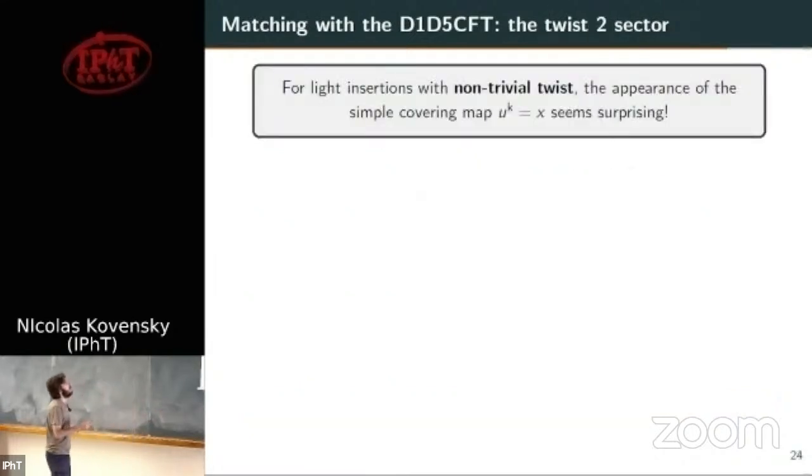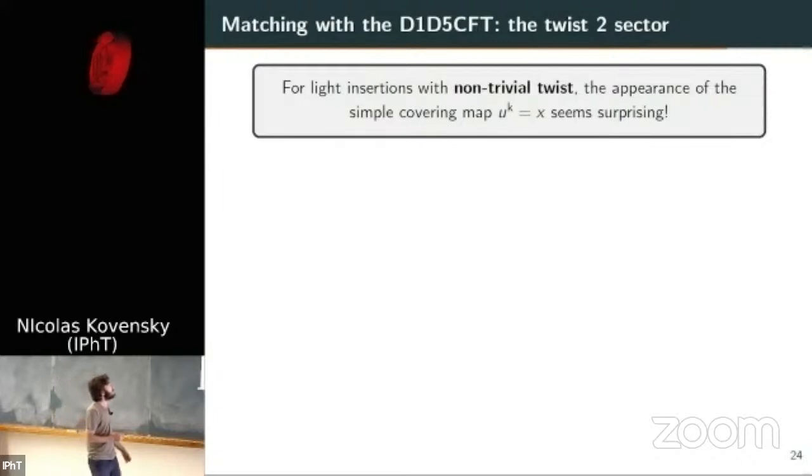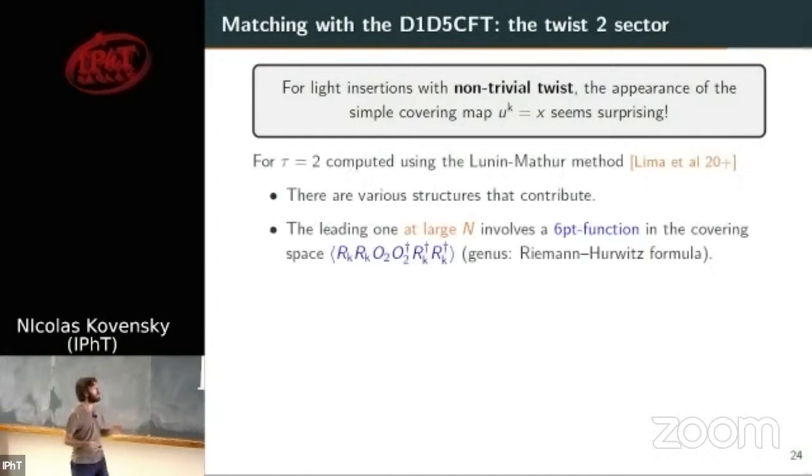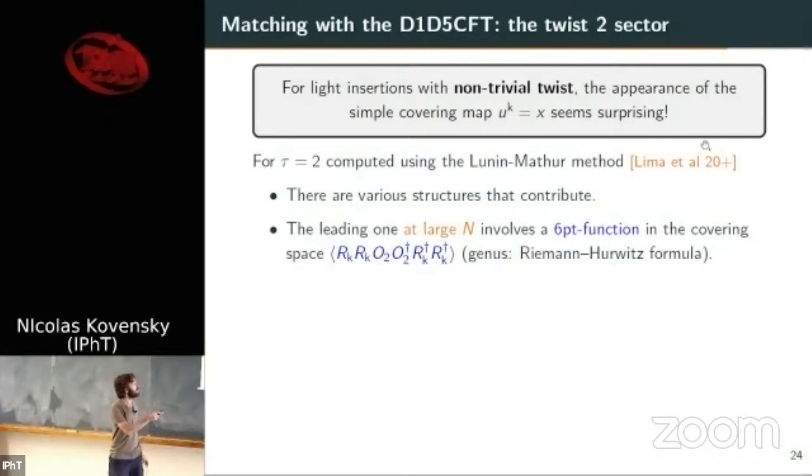Okay, and so my last comment on that is that we can actually check what happens in the case of two insertions which are twist 2. Because in the case where insertions are twist 2, this type of correlator was actually computed in a recent series of papers by Lima and collaborators, and they computed this in the symmetric orbifold using the covering map method, the Lunin-Mathur method, which is completely different from what I'm doing here.